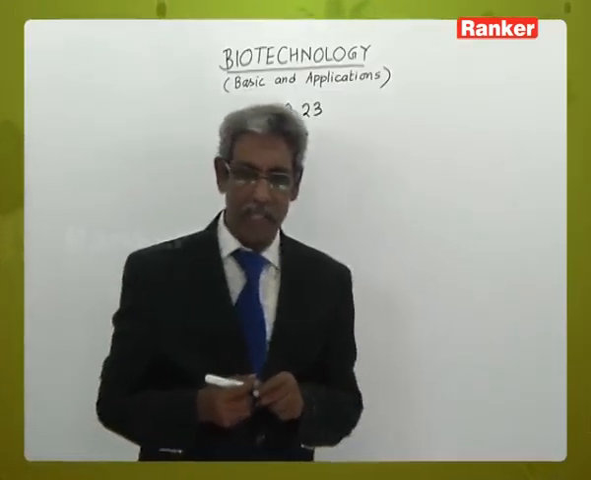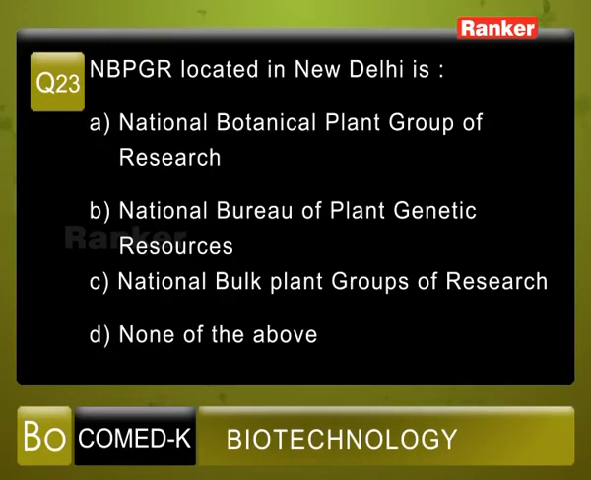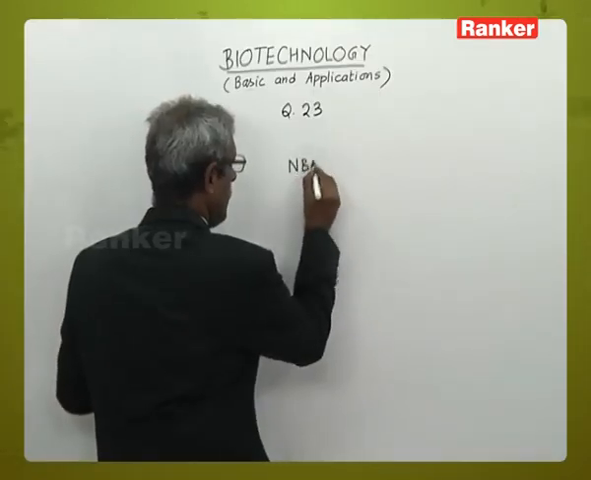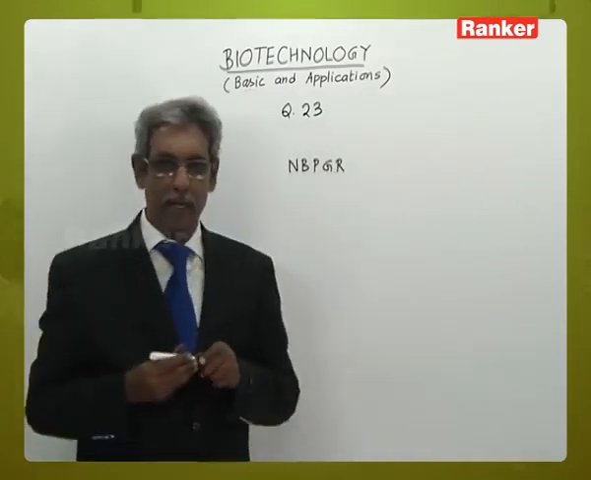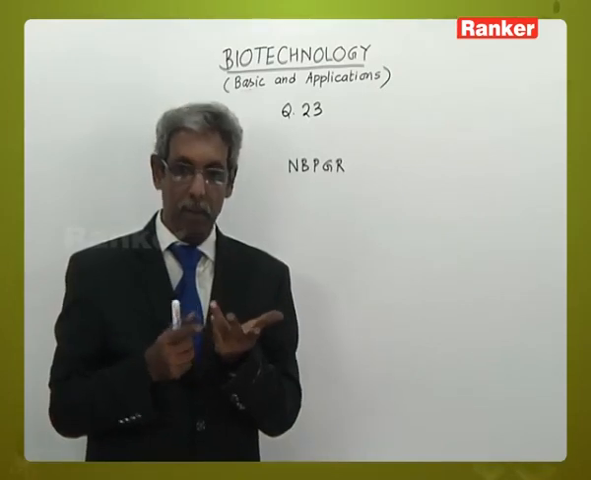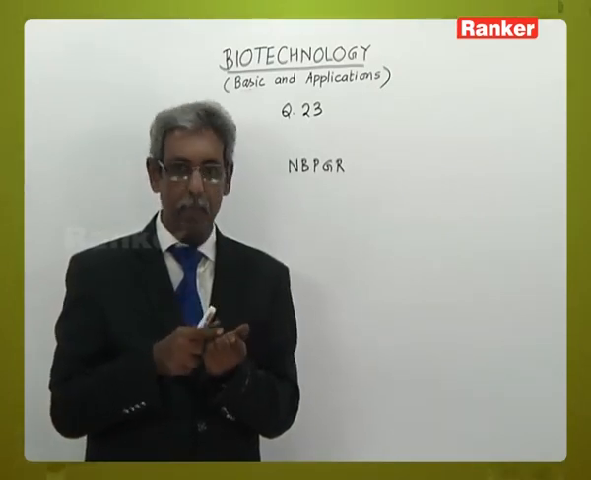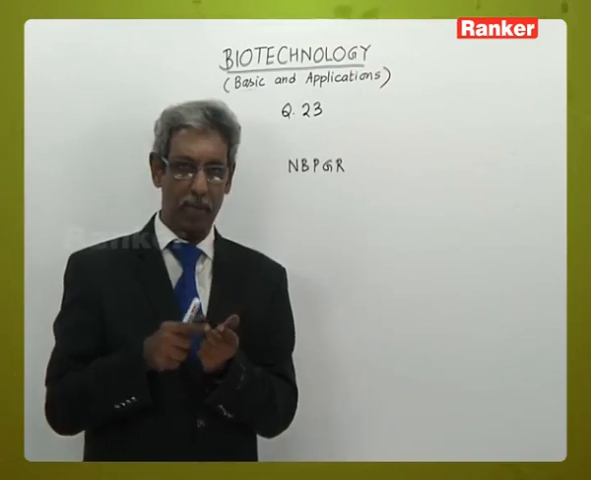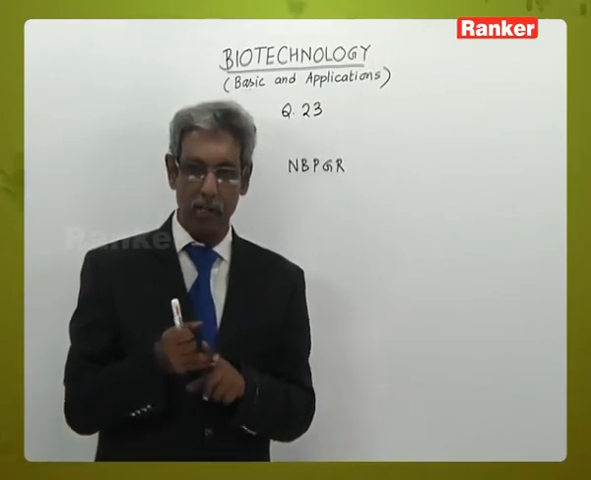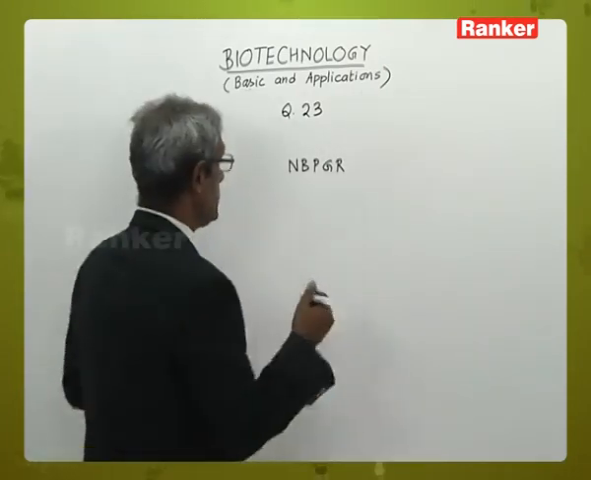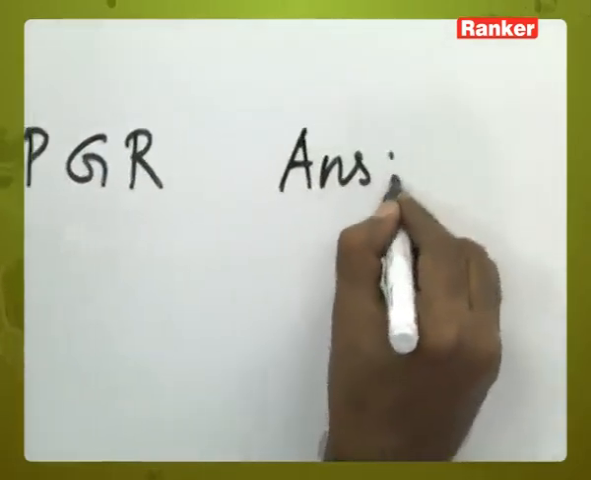Question number 23 asks, NBPGR is located in New Delhi. What is the full form of NBPGR? It is predominantly National Bureau of Plant Genetic Resources. The National Bureau of Plant Genetic Resources is located in New Delhi, and it deals with germplasm conservation, preservation, and also improvement of the genetic resources, which is the basis for the variability of all the agricultural and horticultural crops in India. Hence, the answer is B.